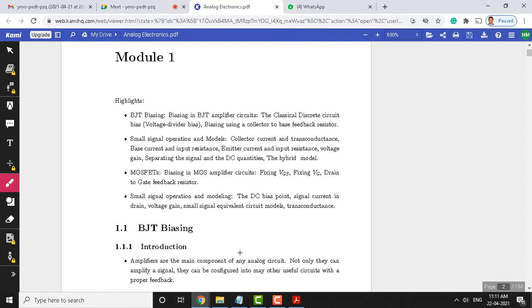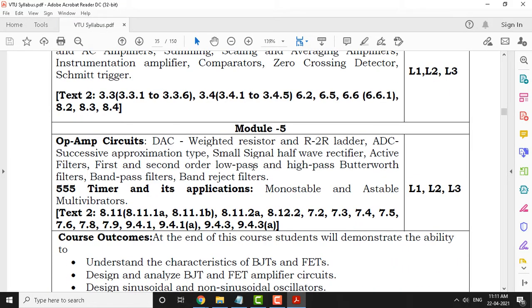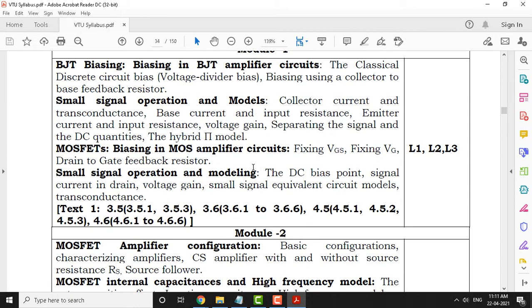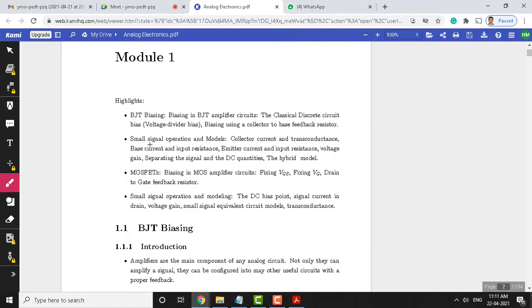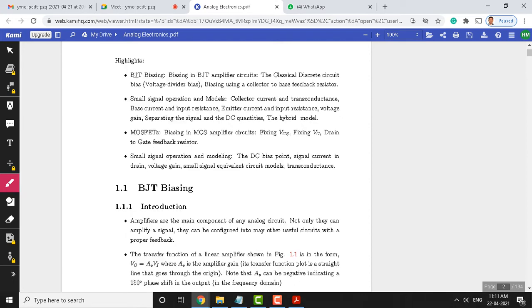Now, with this syllabus background, I will just move on to today's topic. Let me start with module 1. As per the syllabus, you know that module 1 talks about both BJT biasing and MOSFET biasing. So, that we will start here. Let us look into the highlights.